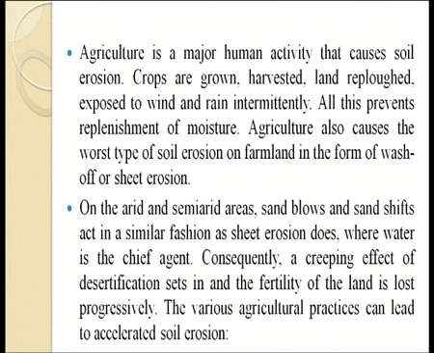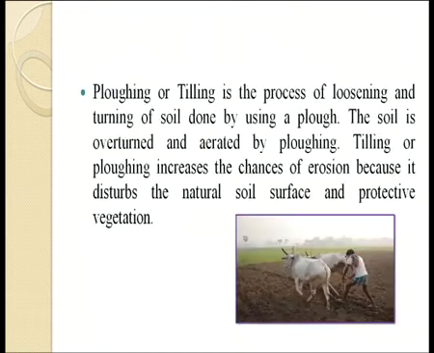Agriculture also causes the worst type of soil erosion on farmland in the form of wash-off or sheet erosion. In arid and semi-arid areas, sand blows and sand shifts act in a similar fashion as sheet erosion does. When water is the chief agent, consequently a creeping effect of desertification sets in and the fertility of the land is lost progressively. The various cultural practices can lead to accelerated soil erosion.